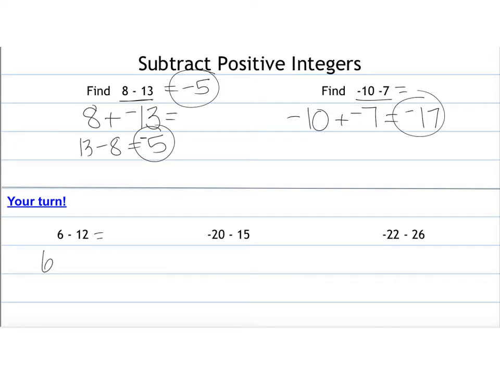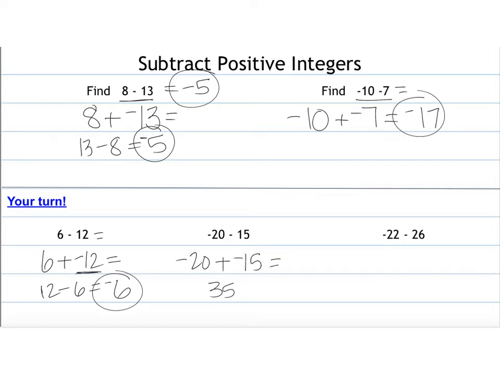6 minus 12 is 6 plus negative 12, which is 12 minus 6, which is 6. 12 is negative, it's greater, so negative 6. Negative 20 plus negative 15. 20 plus 15 is 35. Keep the negative, and then it's negative 35. Negative 22 plus negative 26. 22 plus 26 is 48. Keep the negative, so it's negative 48.